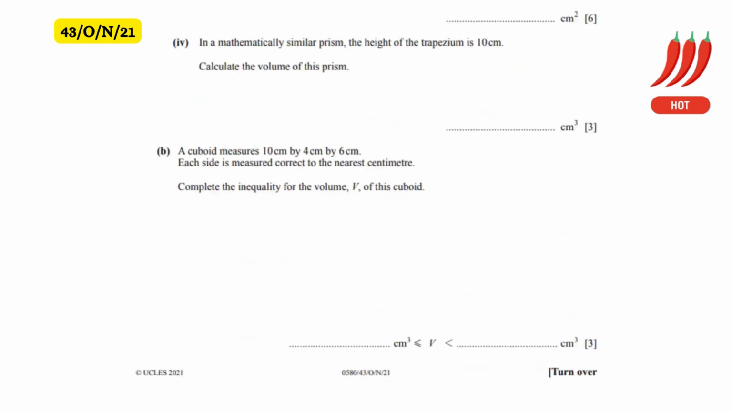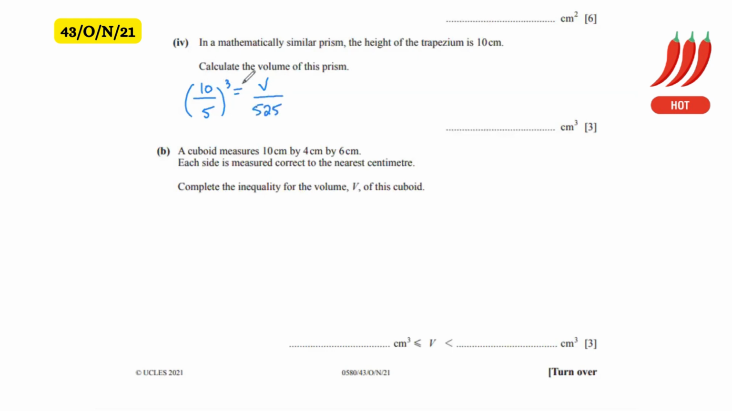Then it says in a mathematically similar prism, the height of the trapezium is 10 centimeters. Calculate the volume of this prism. Since both the prisms are similar, I will talk about the volume of the new prism. So length of the new prism divided by length of the old prism, cubed, equals volume of the new prism divided by volume of the old prism, which was 525.